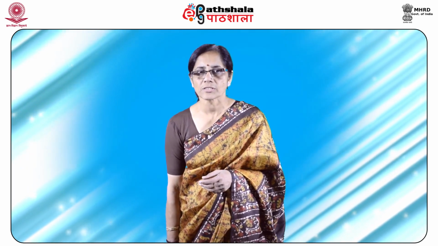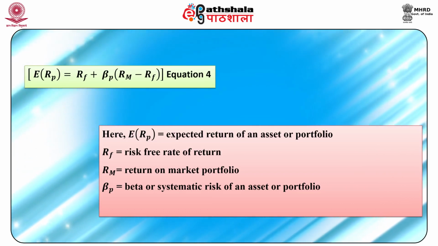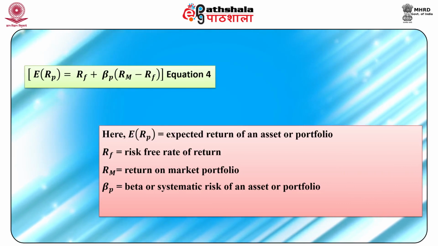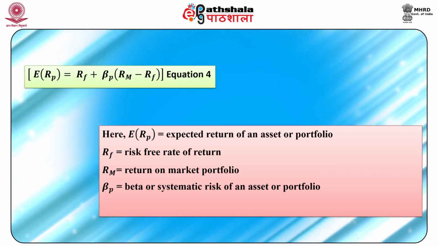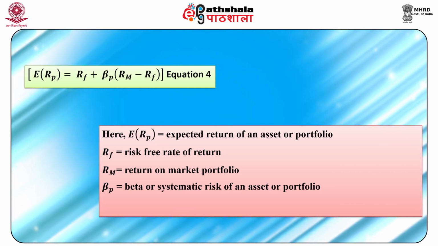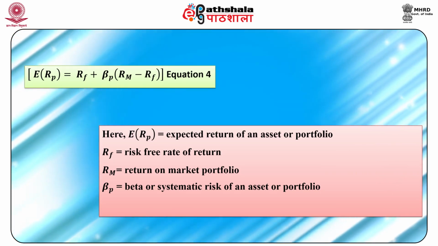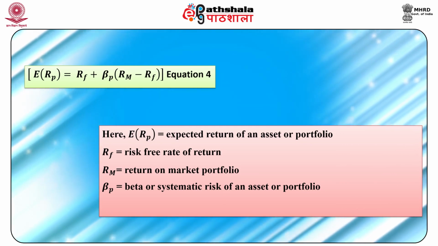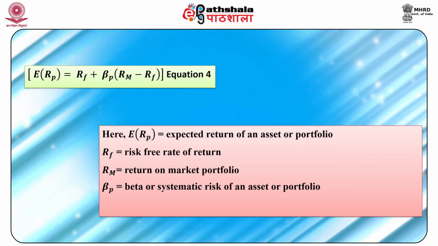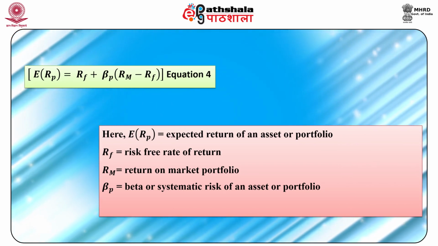This will be the fourth equation. This is given as expected return of P is equal to RF plus beta P within bracket RM minus RF, close the bracket. In this equation we have used ERP is equal to expected return of an asset or portfolio. RF stands for risk-free rate of return. RM is for return on market portfolio. Beta P is for beta or systematic risk of an asset or portfolio.